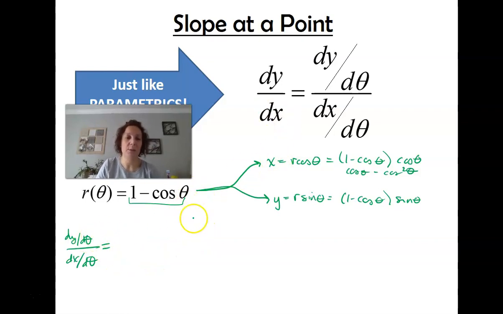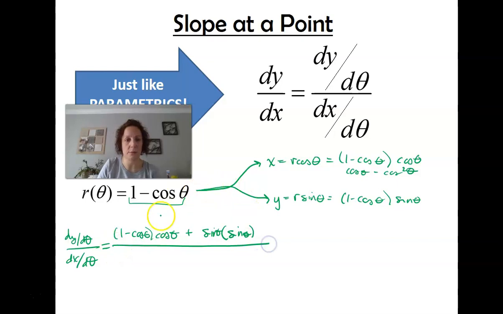Okay, so if I want dy d theta, I need 1 minus cosine theta times the derivative of sine, which is cosine, plus sine times the derivative of 1 minus cosine theta, which is just sine, right? 0 minus derivative of cosine, negative sine. Yes. Okay. So first times derivative of second, second times derivative of first.